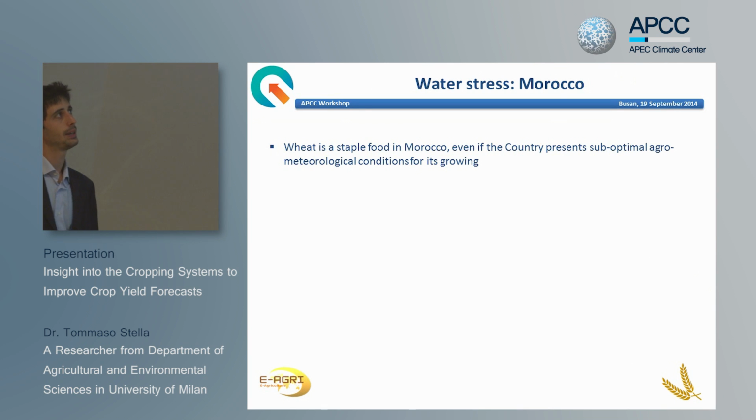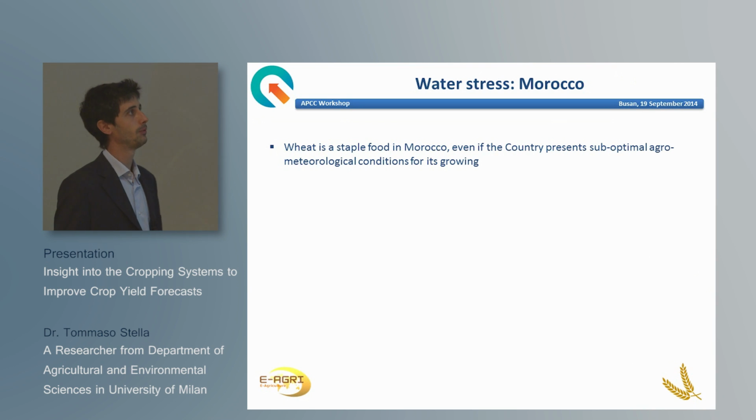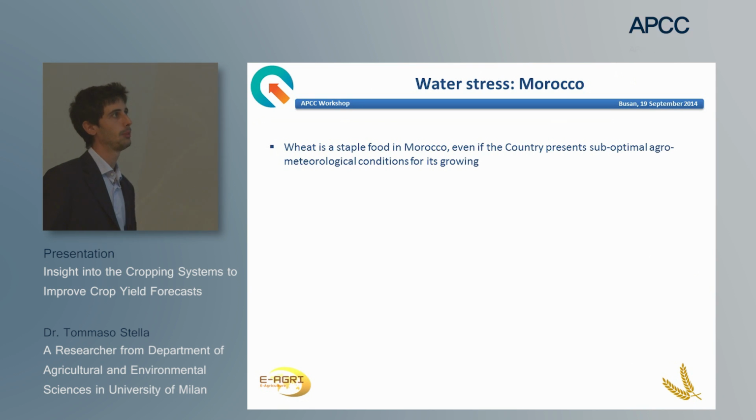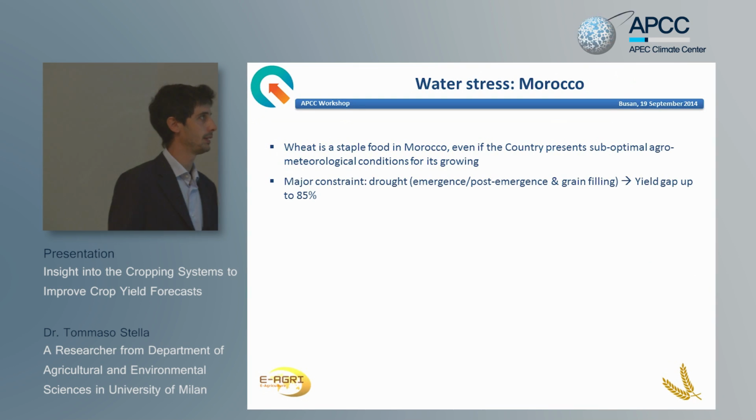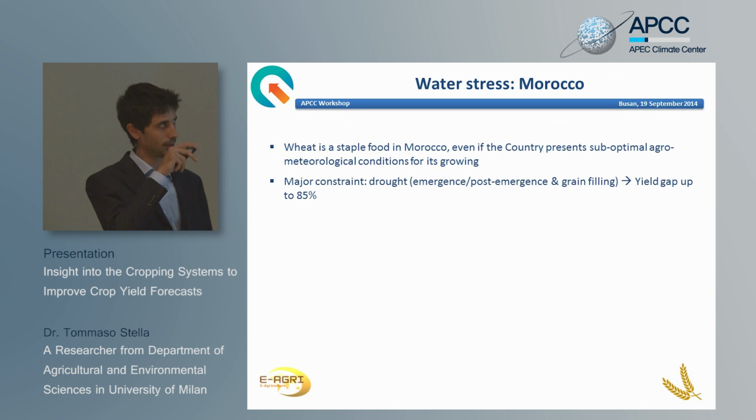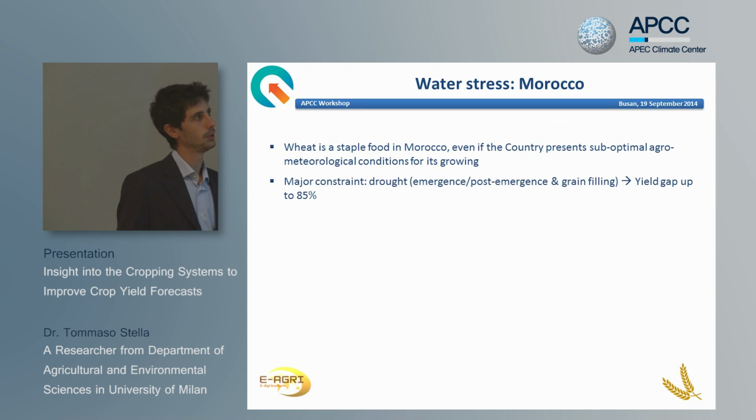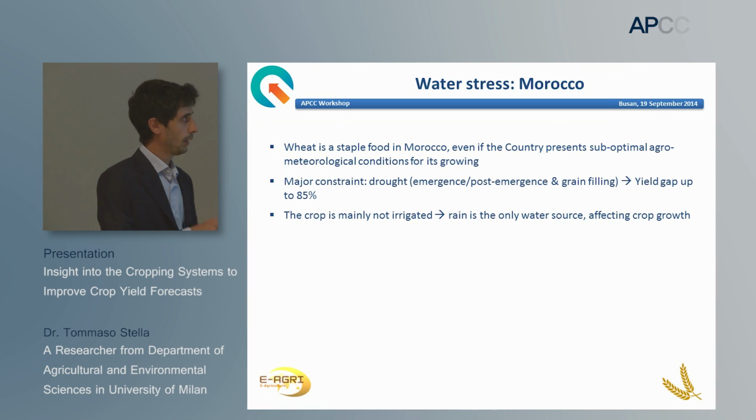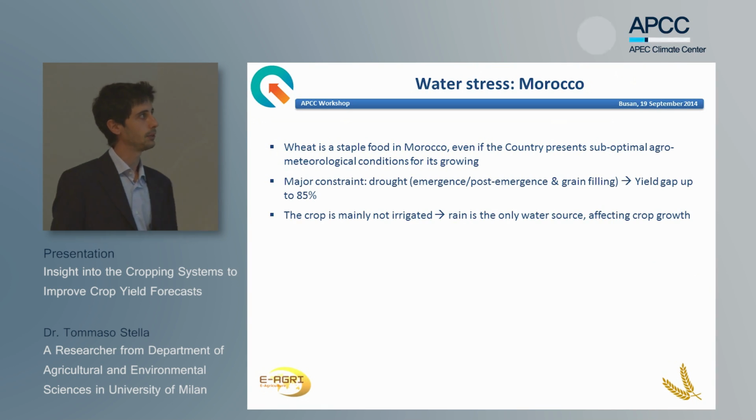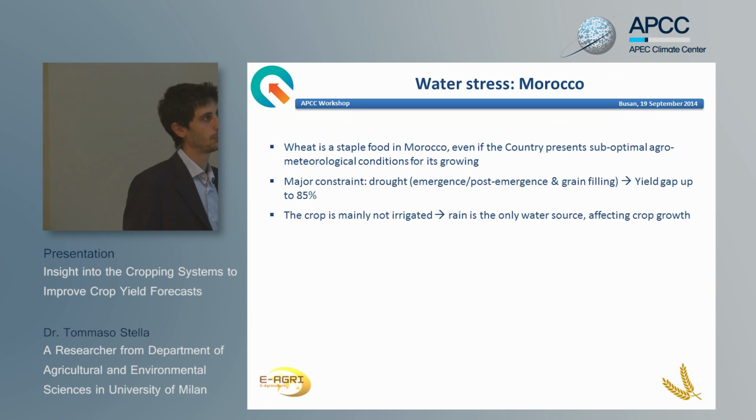Then we have a second case, the water stress in Morocco on wheat, where wheat is a staple food, even if the country presents suboptimal agrometeorological conditions for its growing. The major constraint, obviously, is drought in this case, which usually occurs during the emergence phase and during the grain filling. And the combination of these two periods of drought can reduce the yield up to 85%. And so, in this country, the crop is mainly not irrigated, and rain is the only water source. And this affects the crop growth.